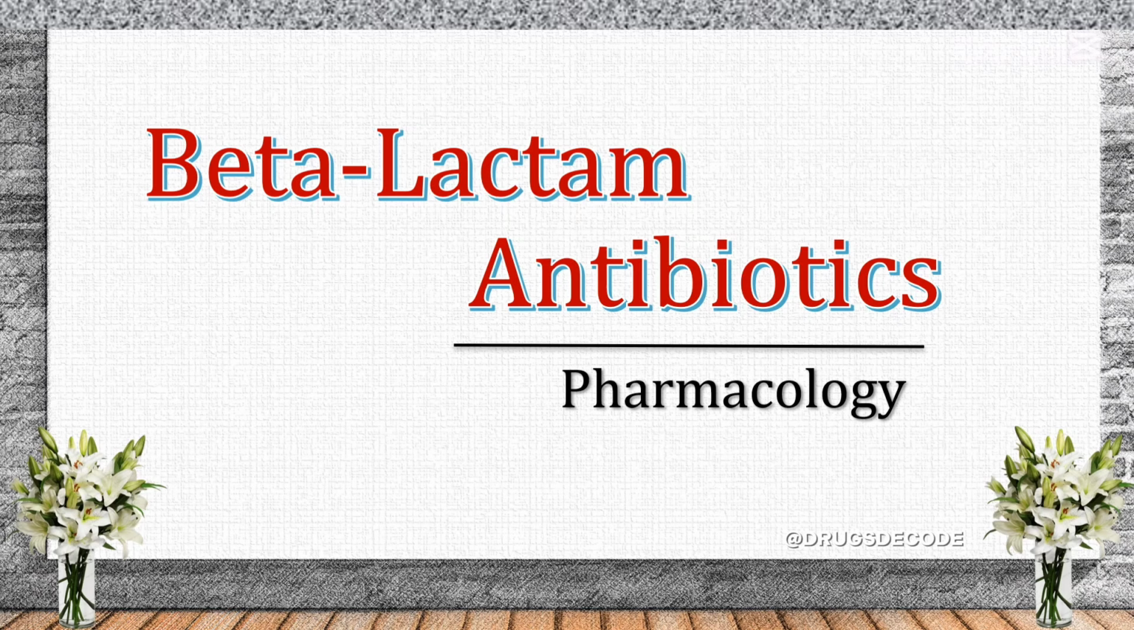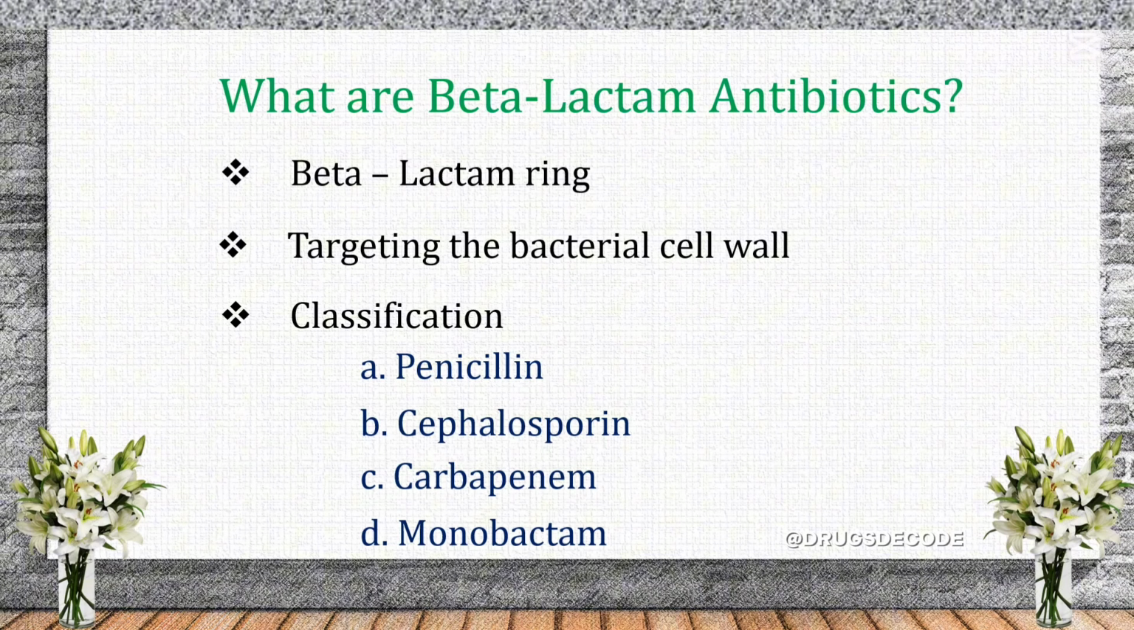Let's dive in. Beta-lactam antibiotics are named after their core chemical structure, the beta-lactam ring. This ring plays a critical role in their antibacterial activity. These antibiotics target bacterial cell walls, which are essential for bacterial survival and integrity. Without a functional cell wall, bacteria can't survive, making beta-lactams effective bactericidal agents.